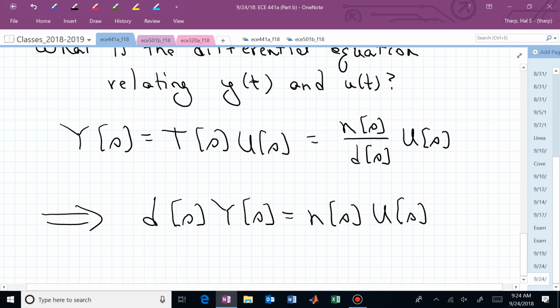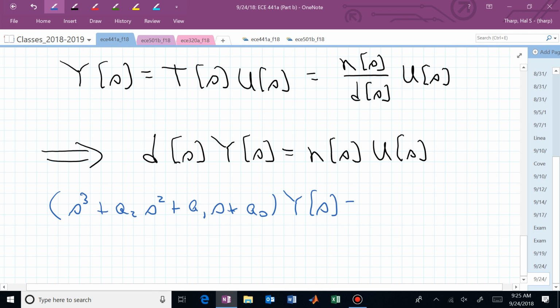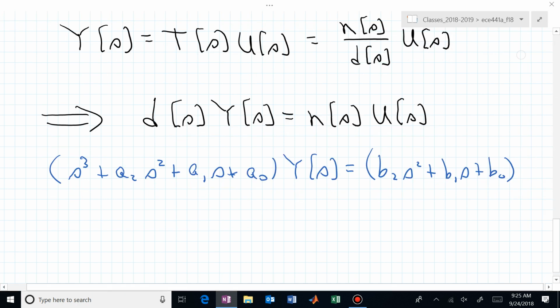Or, for this particular example, we have s cubed plus a sub 2 s squared plus a1 s plus a sub 0 times y of s equaling b sub 2 s squared plus b1 s plus b sub 0 times u of s.